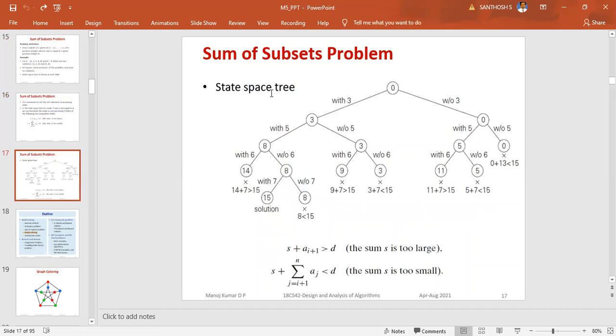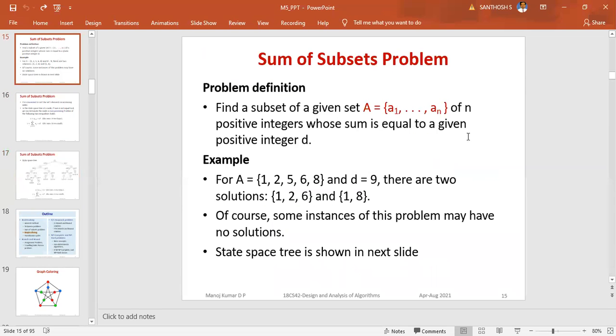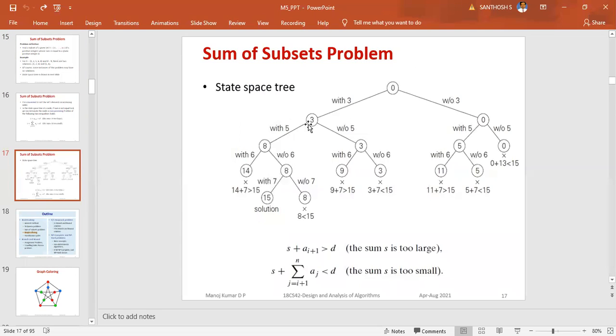This is the state space tree you have written. Start with 0. With 3, without 3. So with 3, without 3 it is 0. Next, with 5, without 5. Here also with 5, without 5. With 5 you can take 3 plus 5 is equal to 8. Without 5 it is 3 only. Here also with 5, 0 plus 5 is 5. Without 5, it remains the same, 0.